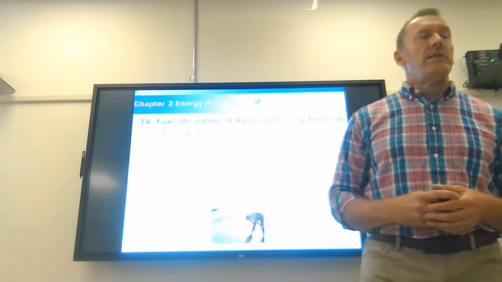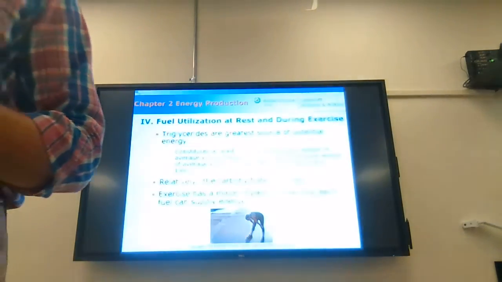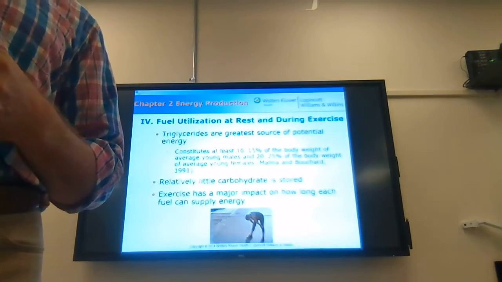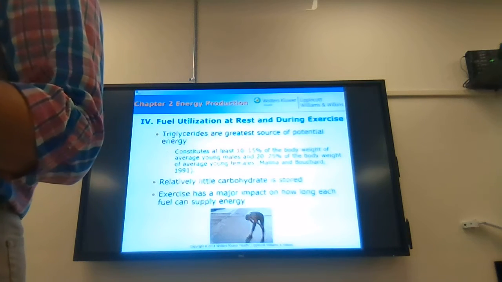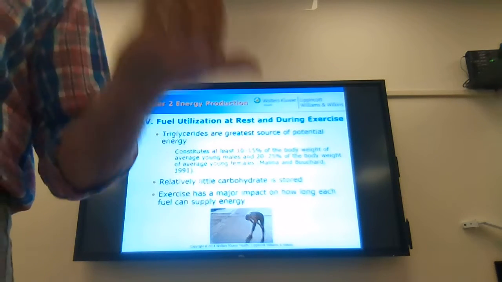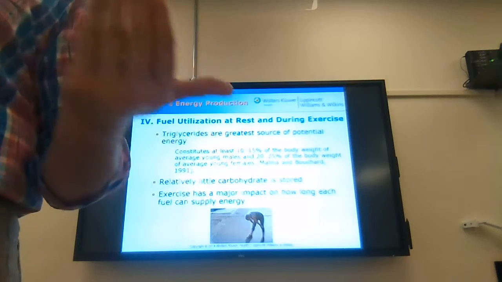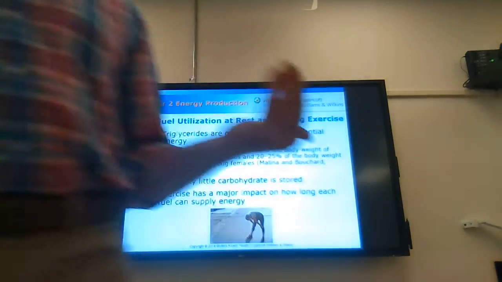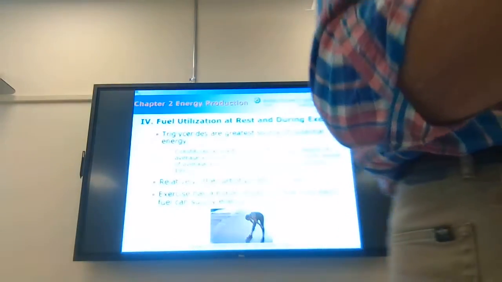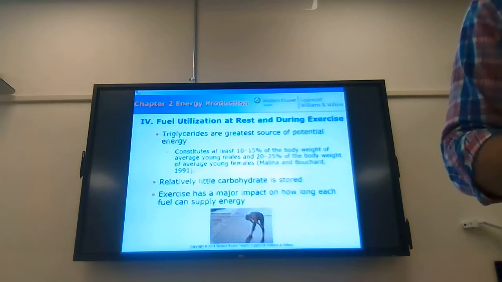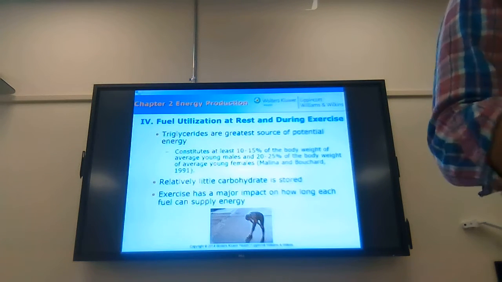Generally at rest, with our basal metabolism, we're using about 50% fatty acids, 50% carbohydrates. As we go from rest to exercise, we increasingly rely on carbohydrates under normal circumstances, with less reliance on fat.